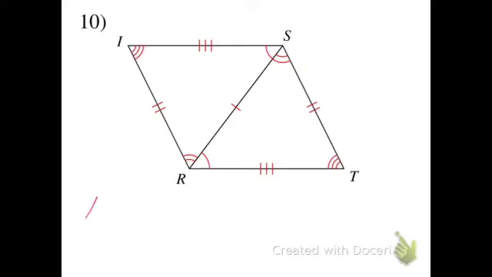And moving on to 10, triangle. Let's go with ISR is congruent to triangle.